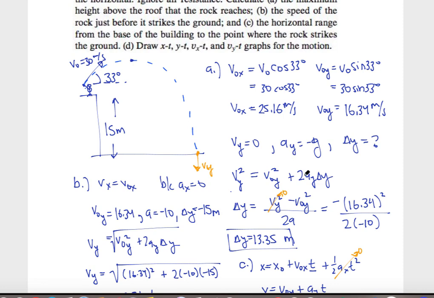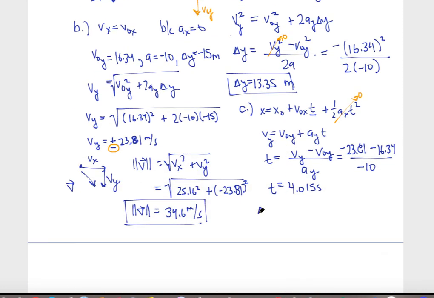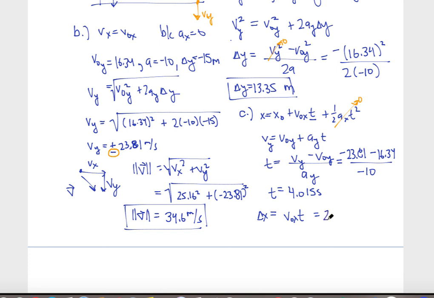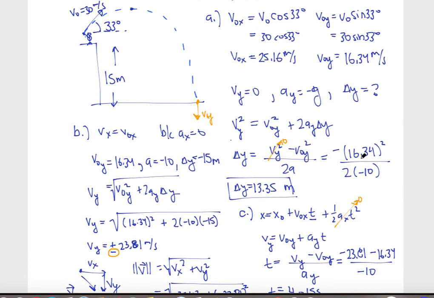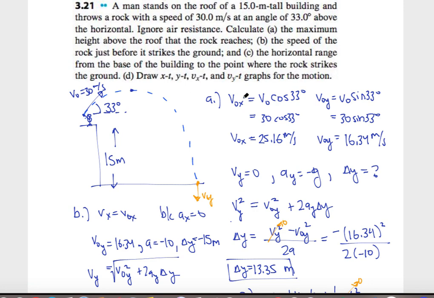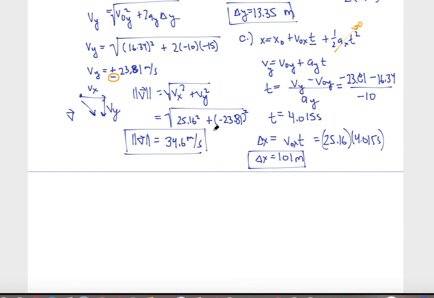And then for the horizontal range, I just want to find this delta x, which is going to be v naught x times t, which for us, our v naught x was found to be 25.16 meters per second, times our 4.015 seconds. So we end up with a horizontal range of about 101 meters. So calculations are finished. All that's remaining is to sketch graphs for the motion of this object.